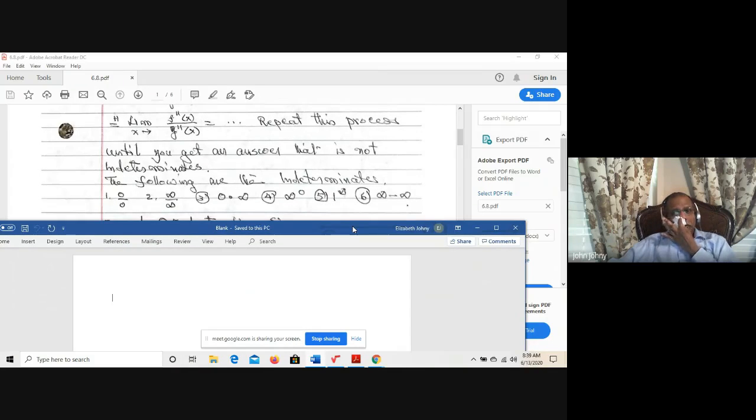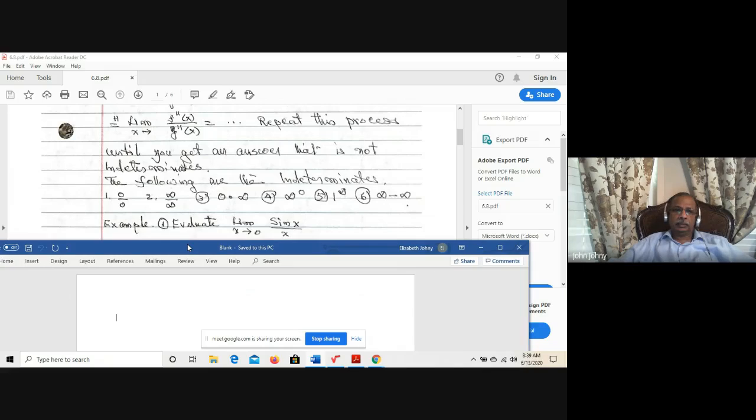The following are indeterminate: 0 over 0, infinity over infinity, 0 times infinity, infinity to the power of 0, 1 to the power of infinity, infinity minus infinity. These are indeterminates, but L'Hopital's rule is applicable only when it is either 0 over 0 or infinity over infinity.